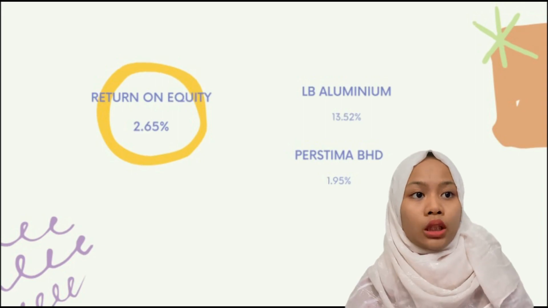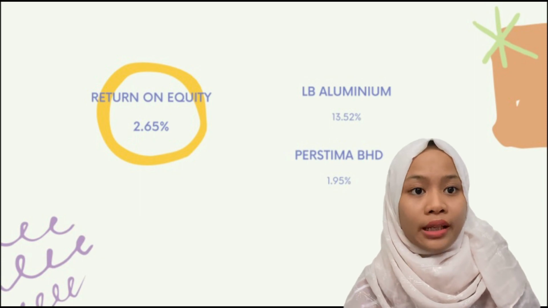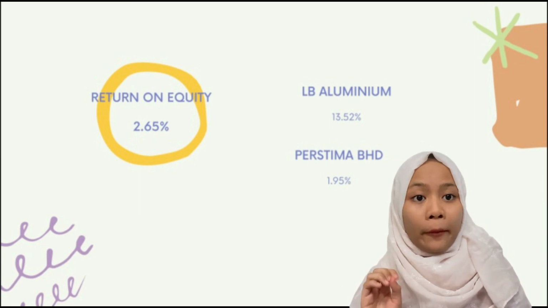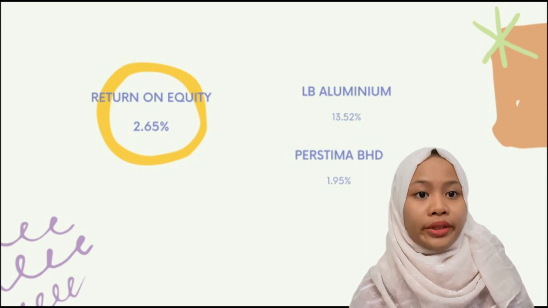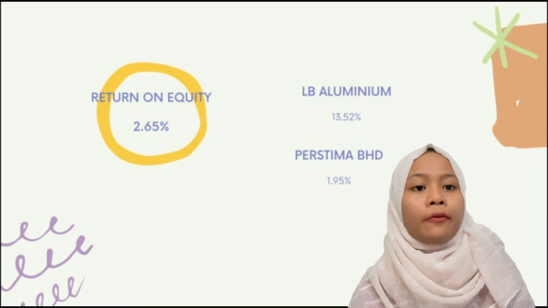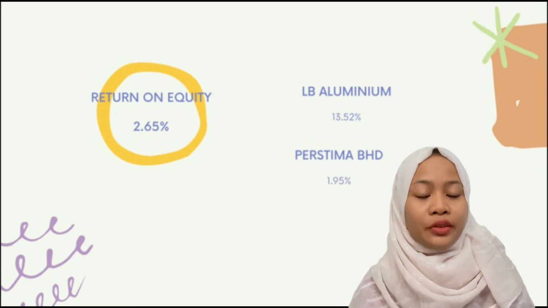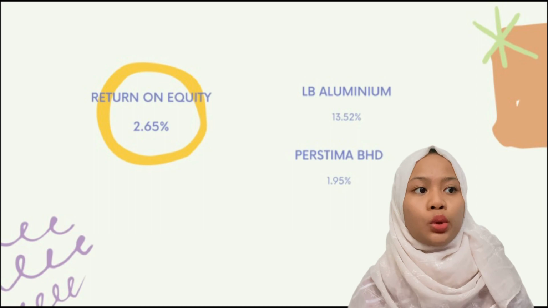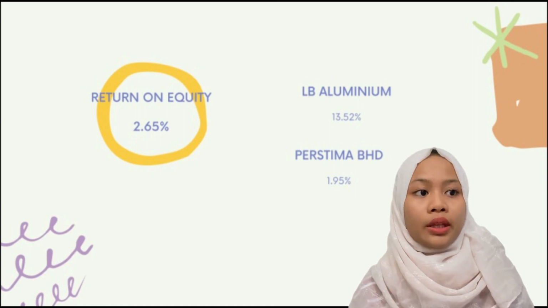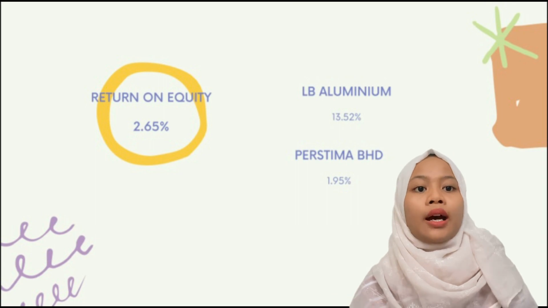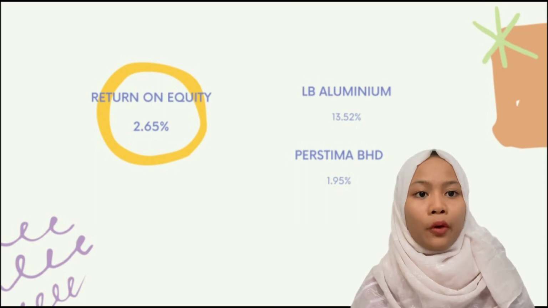Return on equity. Return on equity for industry average is 2.65%, while LB Aluminium has 13.52% and Perstima has 1.59%. This return on equity ratio shows what the common equity investor receives on their investment. In that way, LB Aluminium has a higher ratio on return on equity, which means the higher the ratio, the better the performance on return on equity.